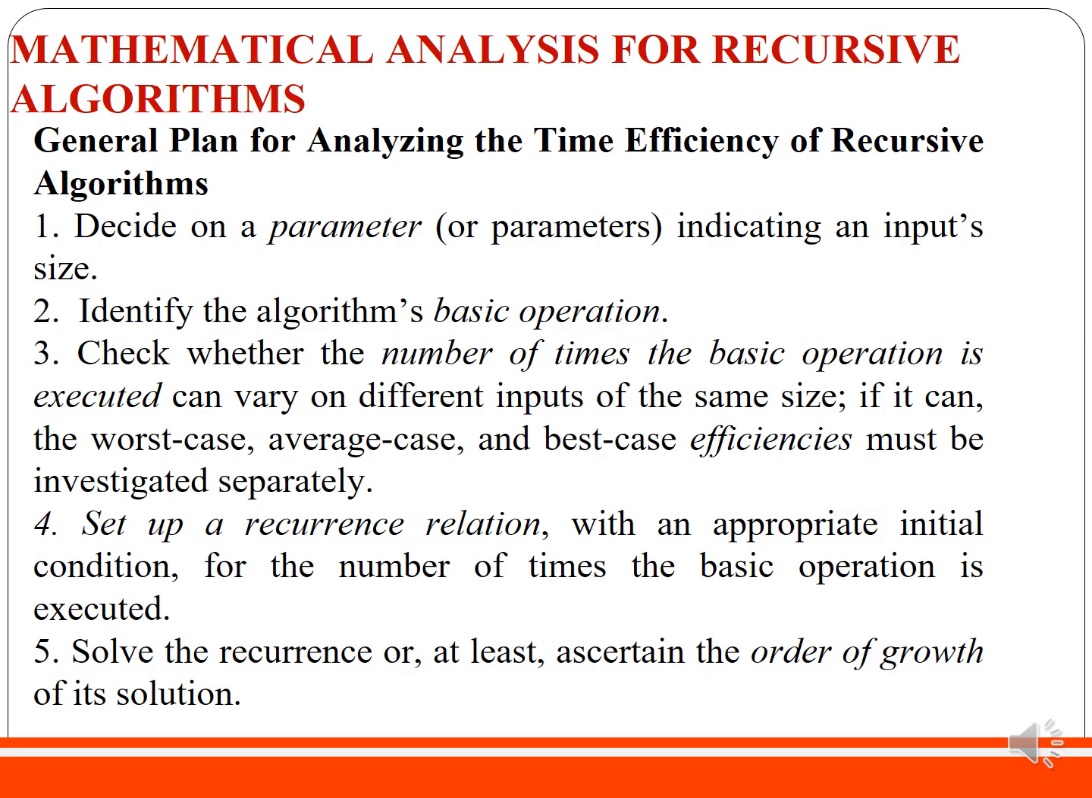So this is the general plan for analysis. Whenever we analyze a recursive algorithm, we follow five important steps. The first step is identifying the input size. Second, identify the basic operation that consumes the execution time. Third, determine whether the number of operations changes for different inputs of the same size. Fourth, formulate a recurrence relation representing the recursive calls. Finally, solve the recurrence relation or determine its order of growth using asymptotic notation. These five steps help us determine the algorithm's efficiency.